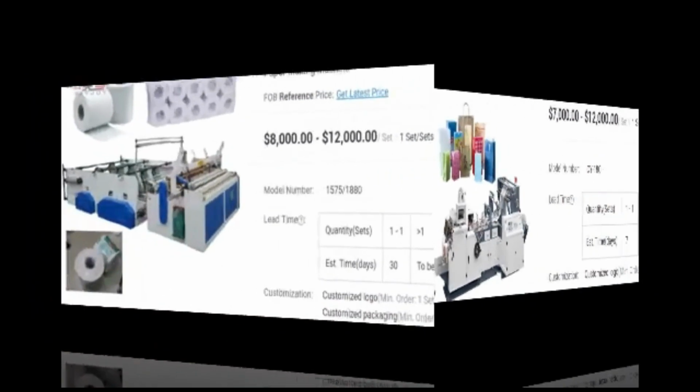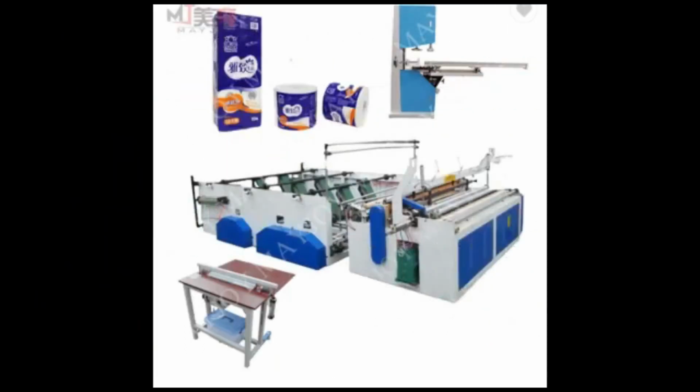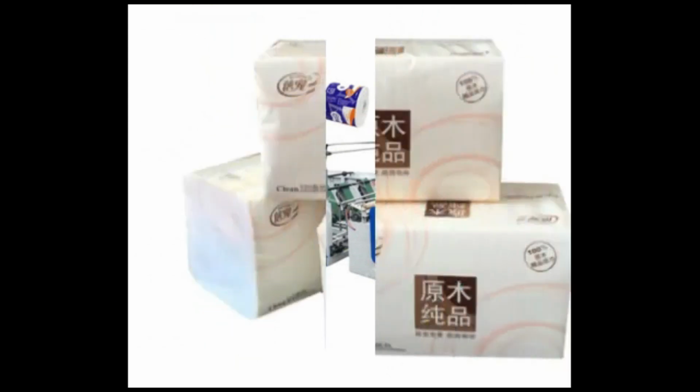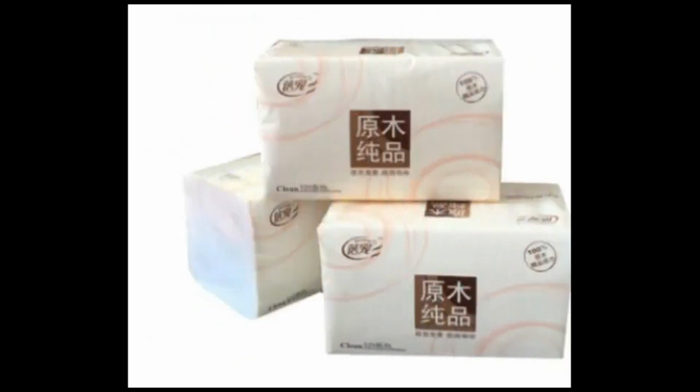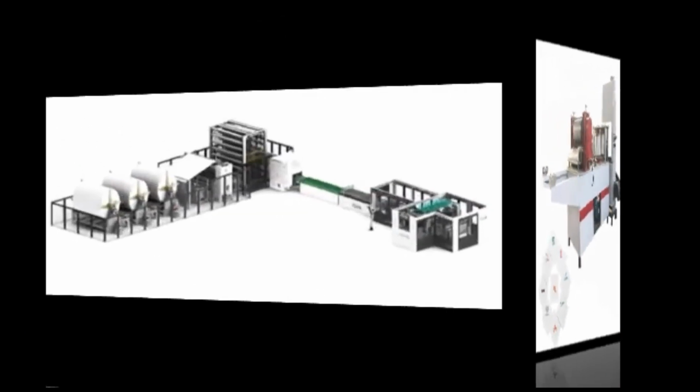Launching and growing a successful tissue paper manufacturing business in Africa requires careful planning, execution, and strategic marketing. By following these steps and staying agile in response to market dynamics, you can build a thriving business that meets the needs of customers and contributes to economic growth.